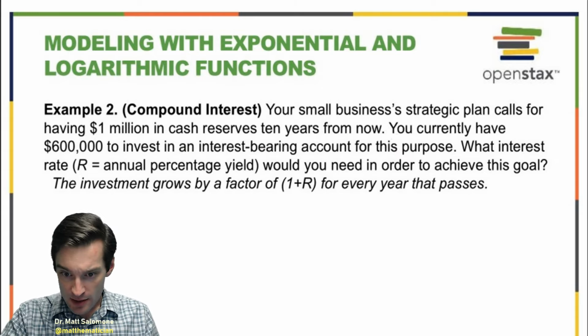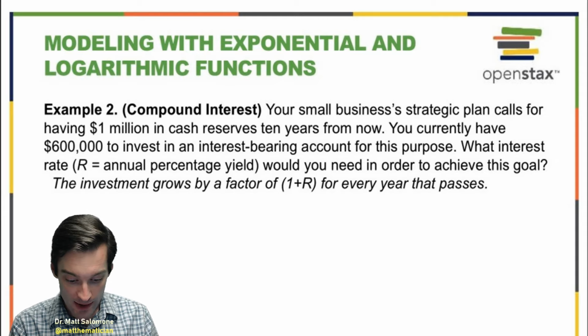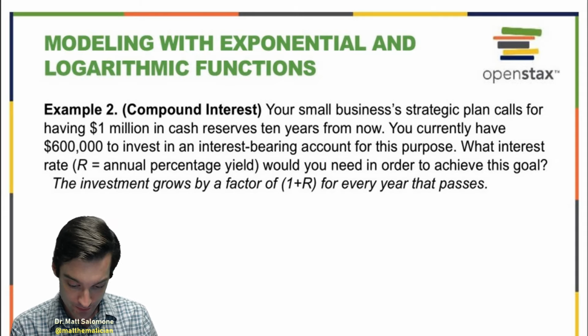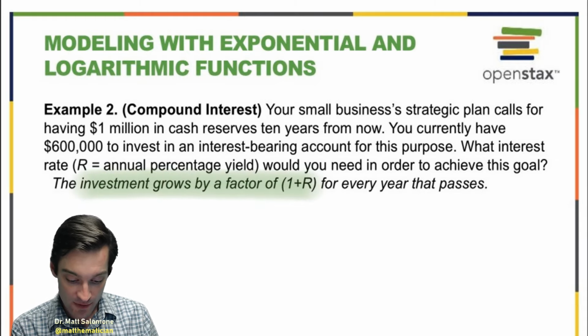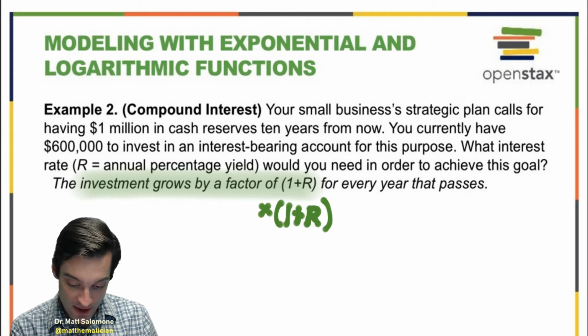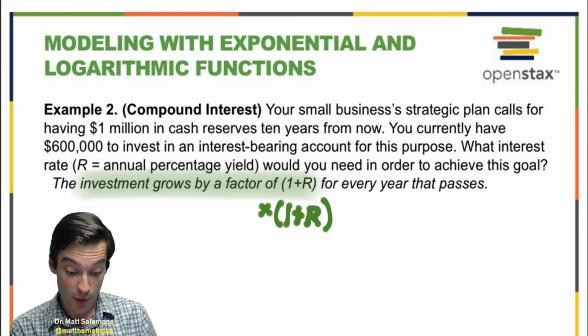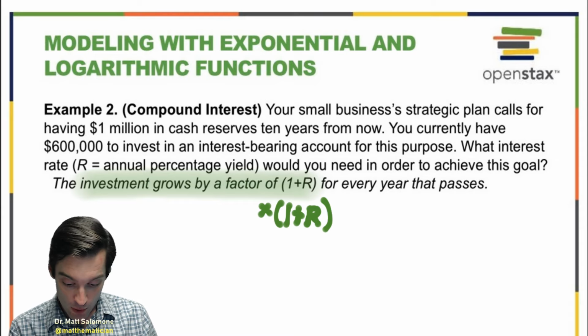So let's take a step back and figure out why this is describing an exponential or logarithmic process to begin with. What you can see is that there's an investment which grows by a factor of 1 plus r. So I multiply by 1 plus r every time the amount of money in my account grows by that factor, where r is my annual percentage yield, that correlates to the passing of 1 year of time.